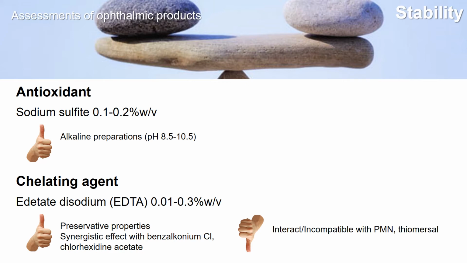Iditate salts are more stable than idic acid. However, disodium iditate dihydrate loses its water of crystallization when heated to 120 degrees Celsius. Aqueous solutions of disodium iditate may be sterilized by autoclaving and should be stored in an alkali-free container. The use of EDTA may not be suitable for preparations with mercurial compounds such as PMN or thiomersal.